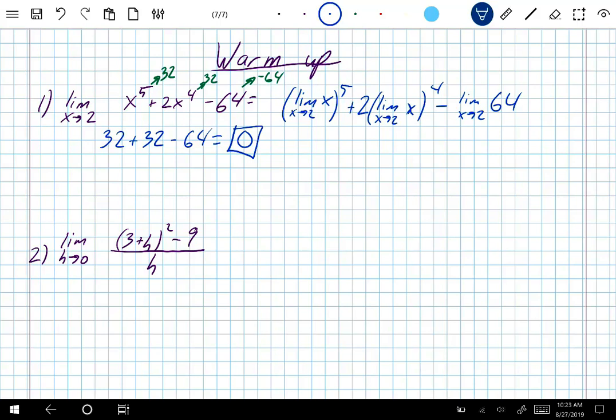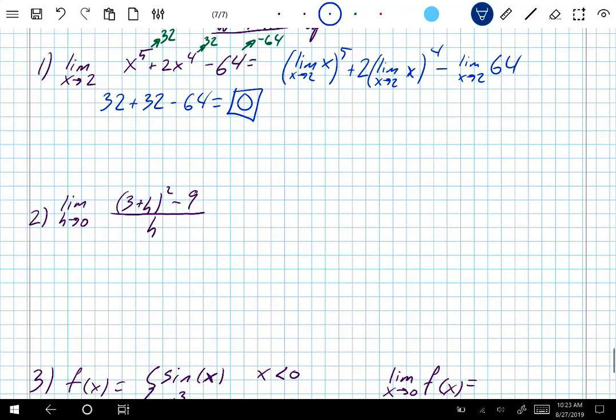Okay, next up, let's go on down. Here is the deal on this one. Notice that if I plug in a 0 into the top, I would get 9 minus 9. So the whole top is going to a 0, and the whole bottom is going to a 0. That tells us we have to do a lot more work. We really should try to clean this up.